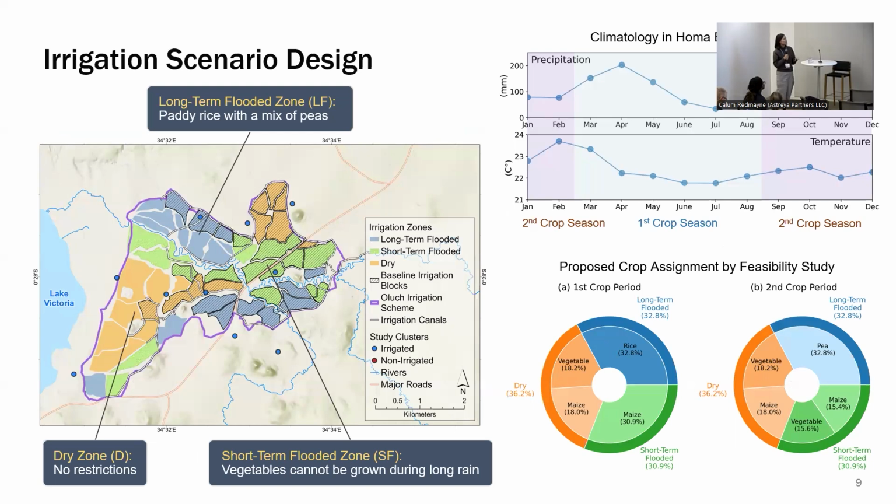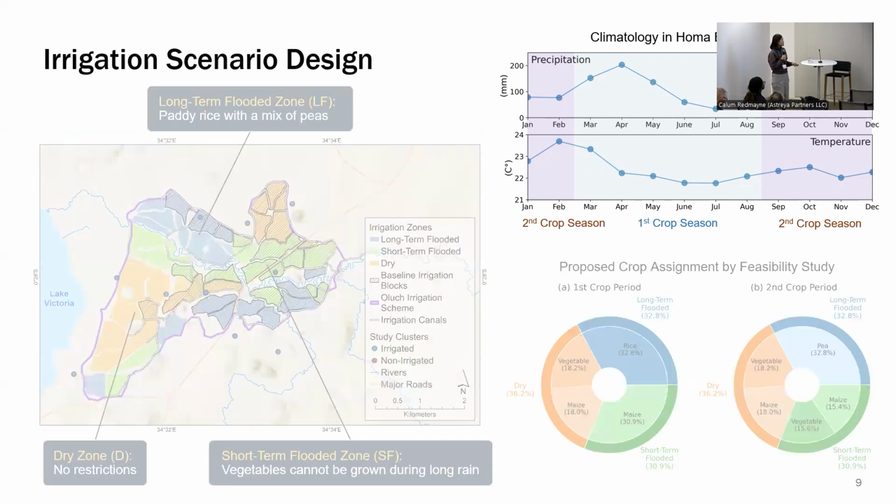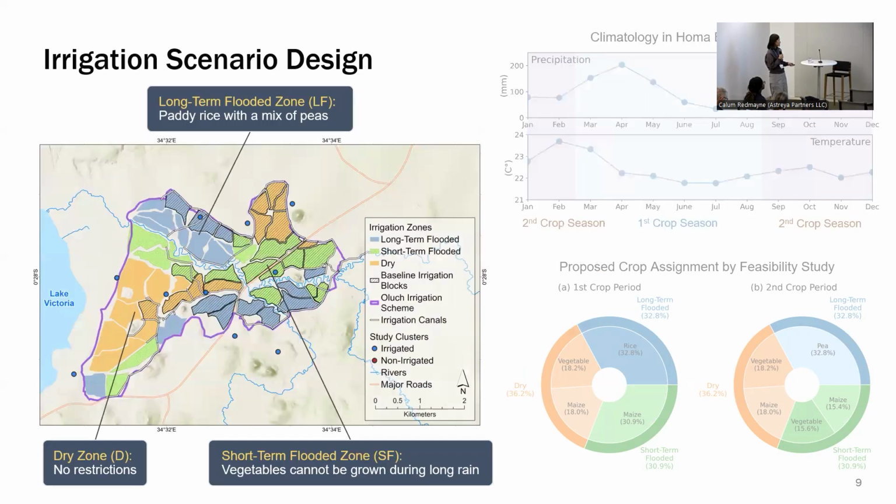Now let's look at our irrigation scenario designs, which require an understanding of the local weather patterns and the cropping restrictions. In this area, there are two main crop seasons. The first crop season experiences long rains from March to May. The second crop season coincides with short rains from November to December. As flooding is frequent in this area, the farmland can be divided into three flood risk zones, and each zone has its own suitable cropping practices. For example, in the area prone to long-term flooding, a combination of paddy rice and peas is recommended. In the short-term flooded zone, vegetables cannot be grown during long rains. And in the dry zone, there are no cropping restrictions.